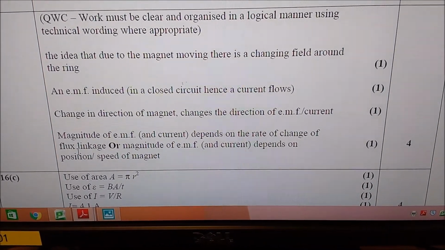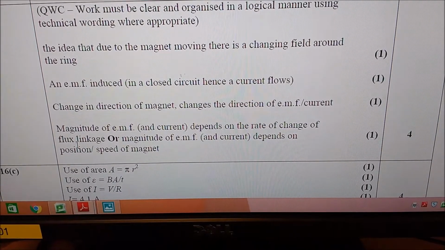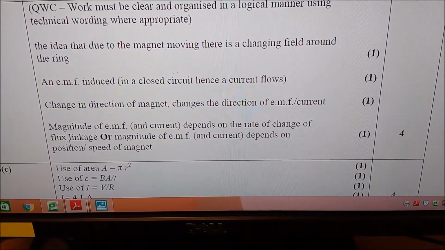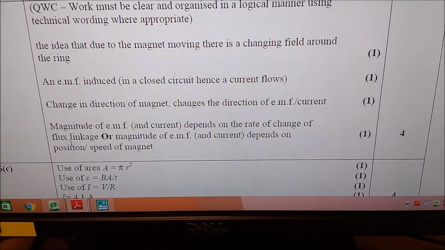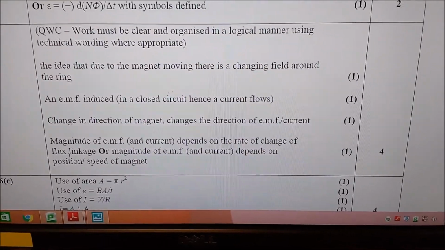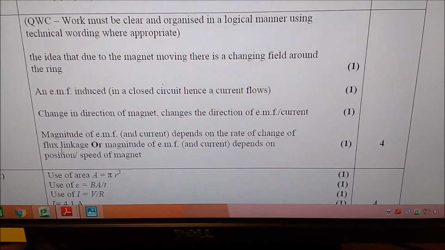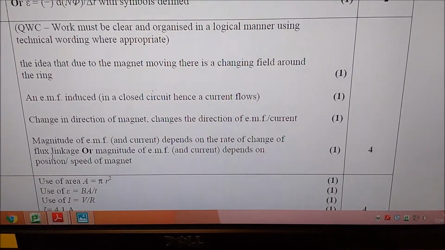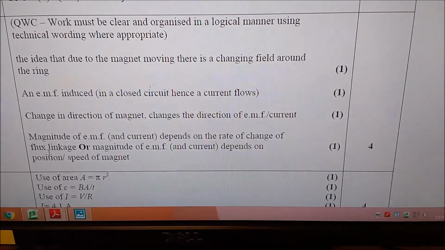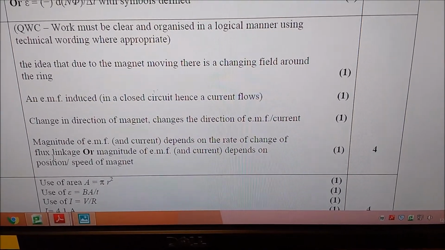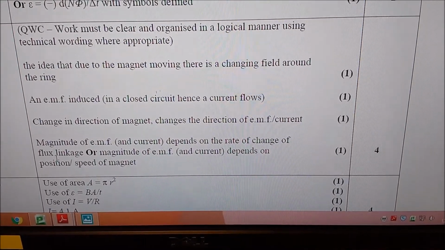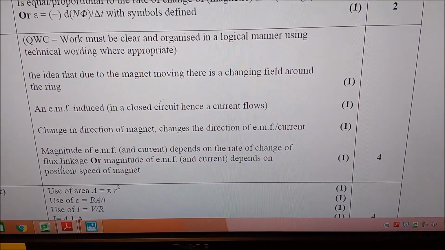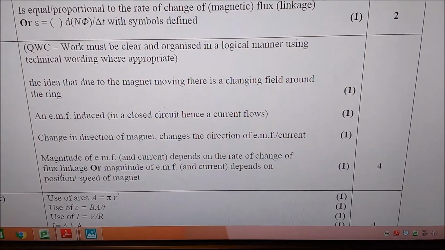Third point is there's a change in direction of the magnet. Sometimes it's moving towards the coil, sometimes it's moving away. So therefore that changes the direction of the EMF. The fourth point is related to Faraday's law, that the magnitude of the EMF depends upon the rate of change of flux, and since the rate of change of flux depends on the position and the speed of the magnet, there's a mark awarded for the second point there. So that's the 4 points there.